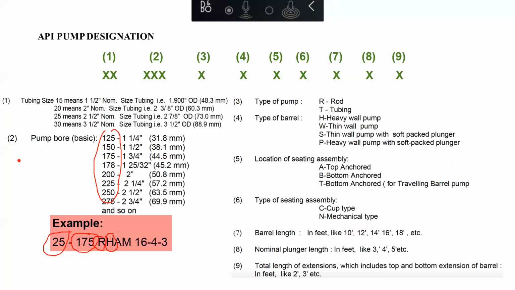And A is your seating assembly. If it's top anchor, you denote it as A. If it's bottom, you denote it as B. If it's a traveling barrel pump, you will denote it as D. And the next is this 16. 16 is your barrel length, the length of your barrel. And inside your barrel, there will be a plunger. So this 4 will indicate your plunger length. It is 4 feet. And the last part is your extension.